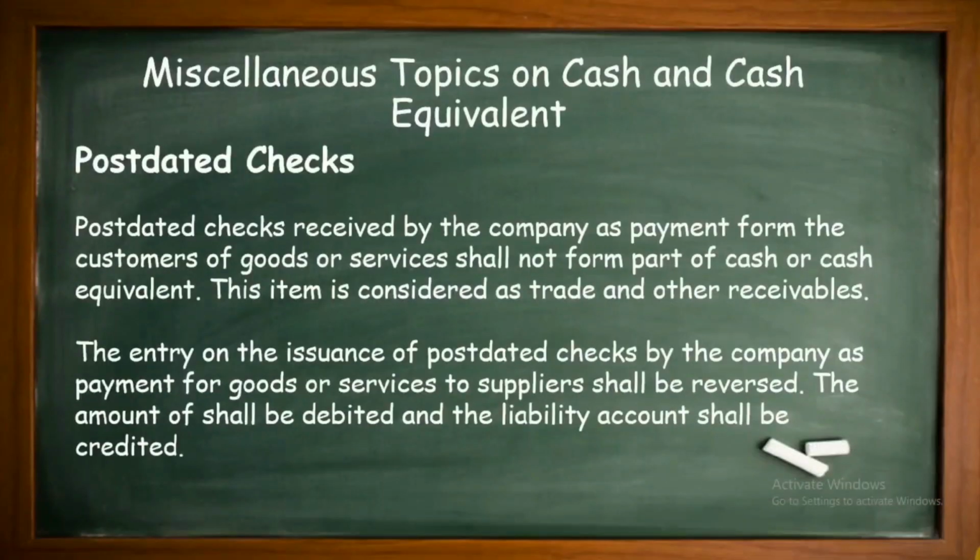Next is post-dated checks. Received by the company as a payment from the customers of goods and services, shall not form part of cash and cash equivalent. This item is considered as trade and other receivables. The entry on the issuance of post-dated checks by the company as payment for the goods or services to supplier shall be reversed. The amount shall be debited and the liability account shall be credited.